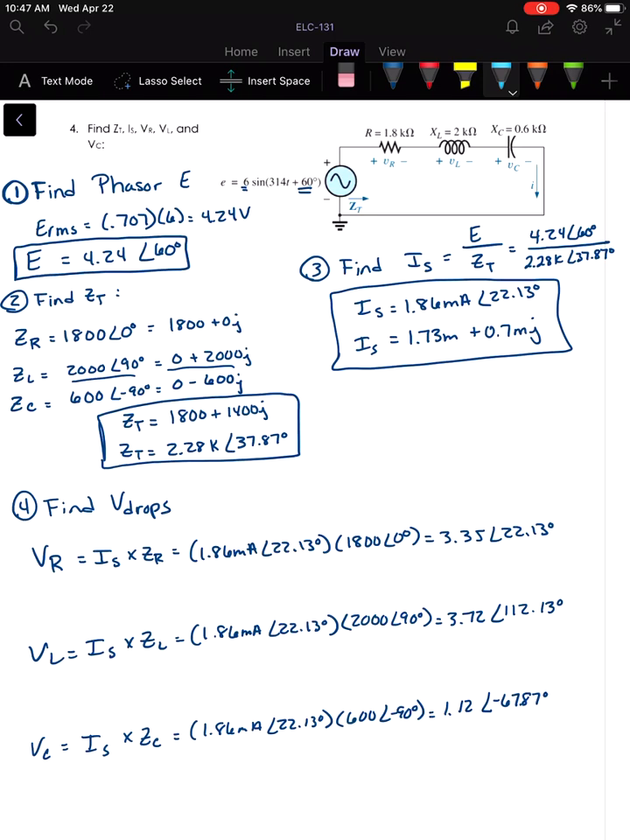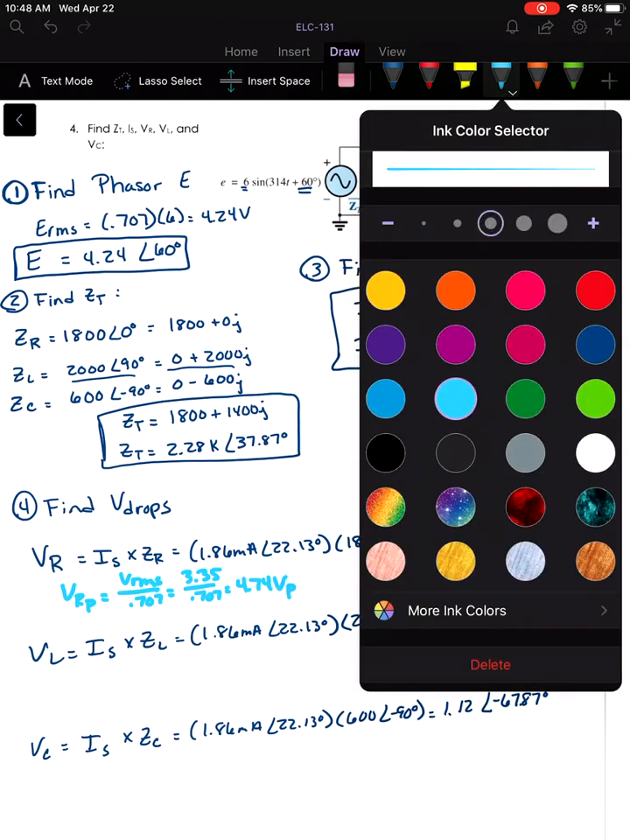Now, the reason I left a little bit of a space here is I want to go ahead and write our sinusoidal equation. So we can take our phasor and convert it back to a sinusoidal equation. Because remember, this is our RMS, and this is our phase shift. So what we'll do is first find our peak voltage here. So we're going to take our RMS and divide by 0.707. So here we had 3.35 divided by 0.707. So that gives us 4.74. And that's peak.